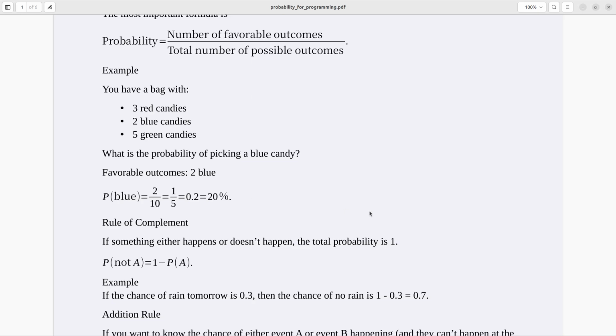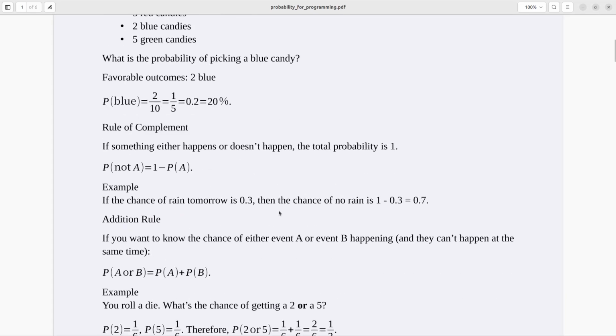And let us talk about another rule of probability called the rule of complement. So if something either happens or doesn't happen, the total probability of these 2 things would be 1. So the probability of the event not A is equal to 1 minus the probability of A occurring, okay? That is the complement rule. It means that P(A) plus P(not A) equals 1, okay? And let us see this example here. If the chance of having rain tomorrow is 0.3, then the chance of no rain tomorrow would be just 1 minus 0.3, which is equal to 0.7. So that is the application of the rule of complement here, okay?